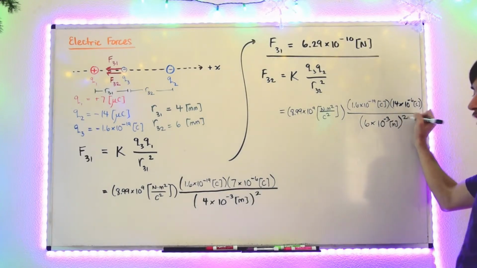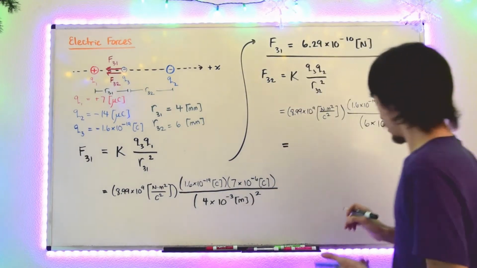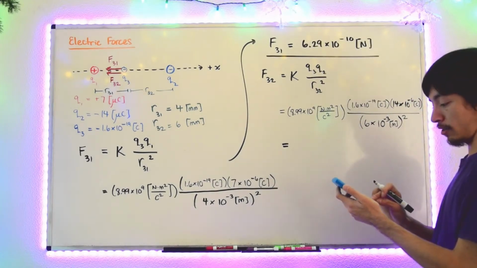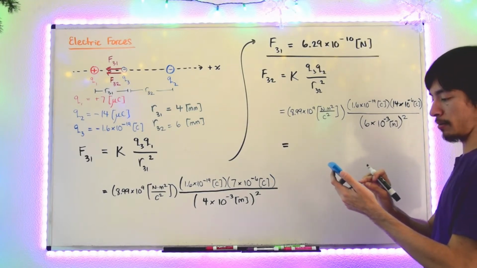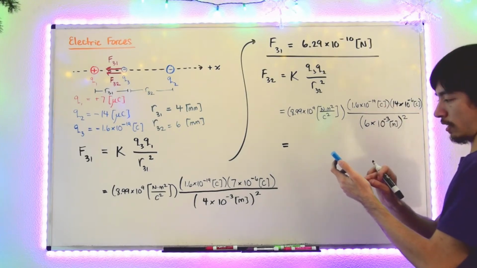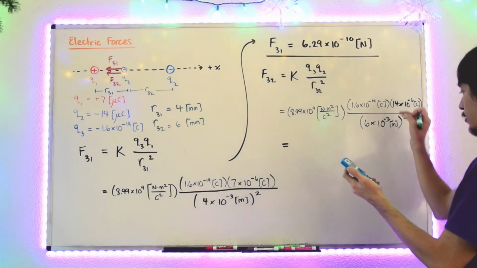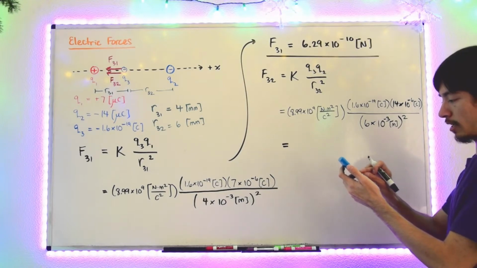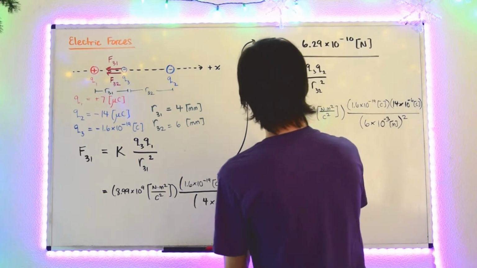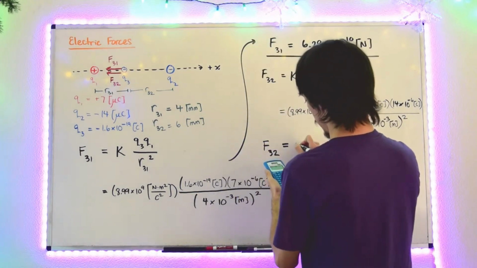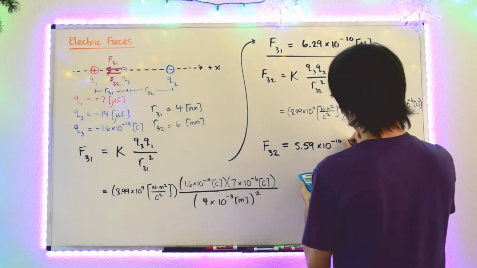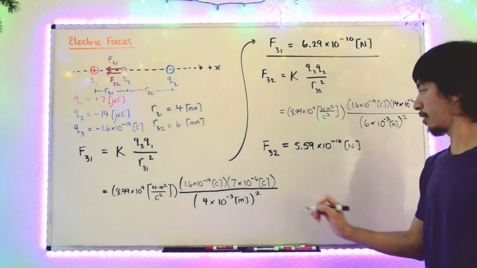Don't forget to square it. Equals, calculate this real quick: 6 times 10 to the minus 3, and don't forget to square it. It's on the bottom. Multiply across: Coulomb's constant, charge of an electron, and 14 times 10 to the minus 6th. So we find that this force F32, its magnitude, is 5.59 times 10 to the minus 10th newtons.